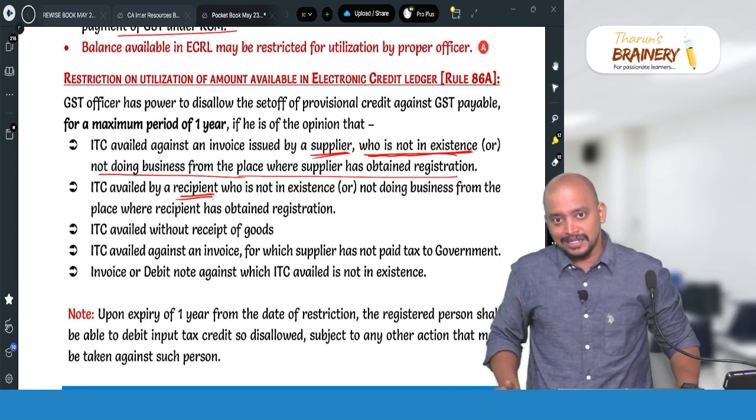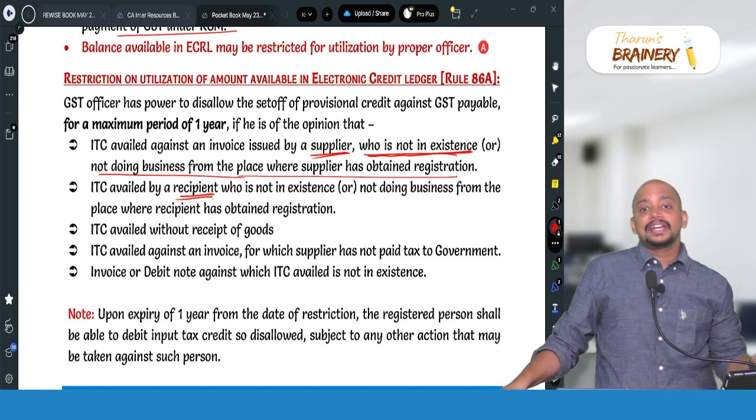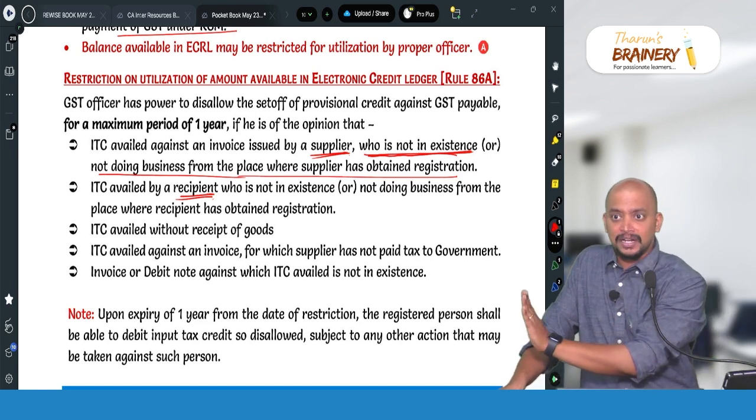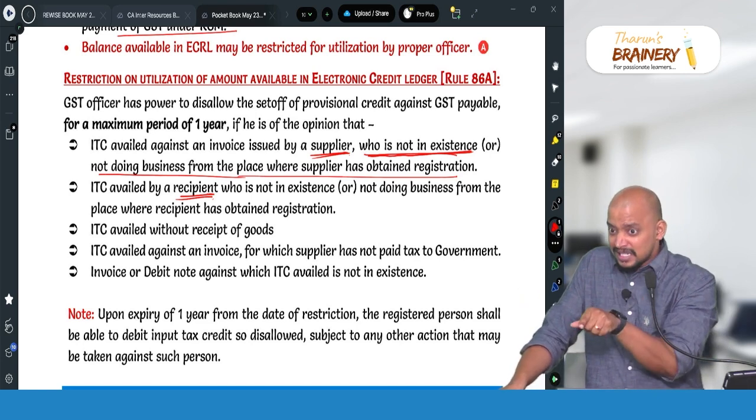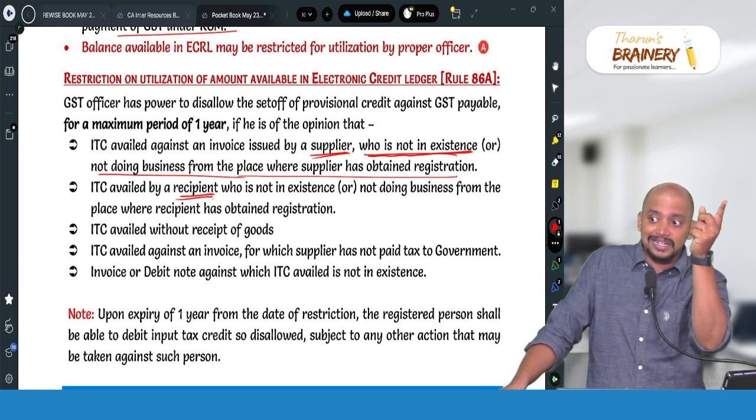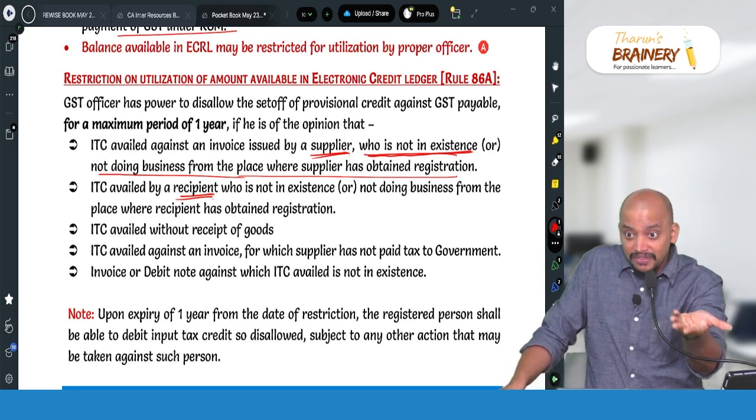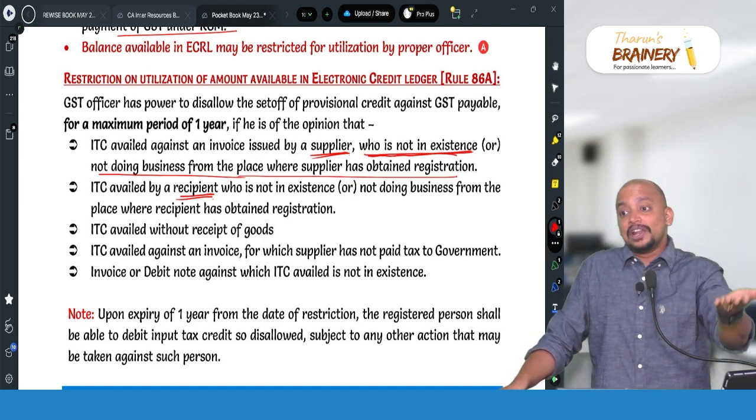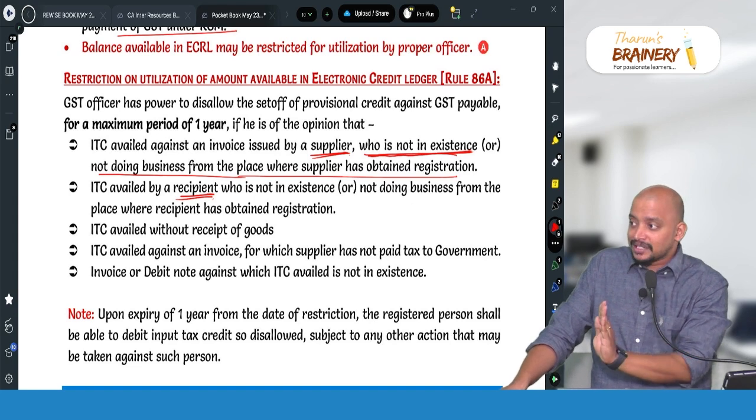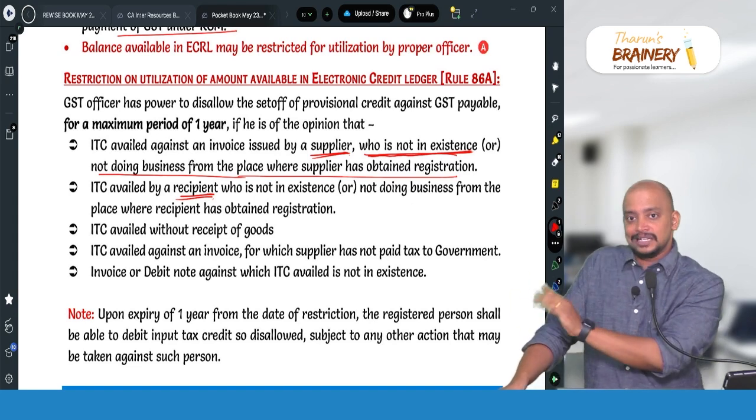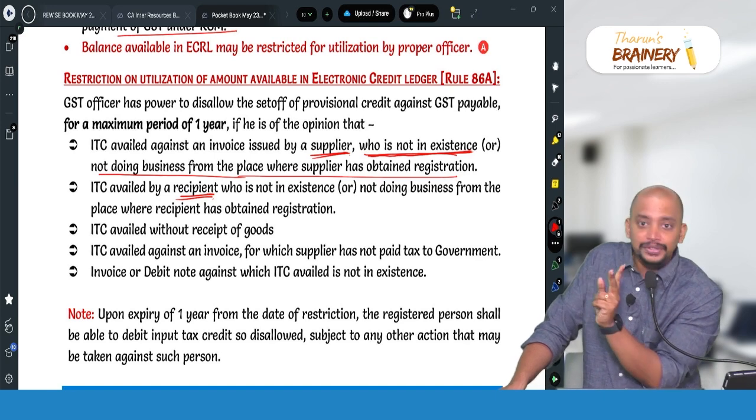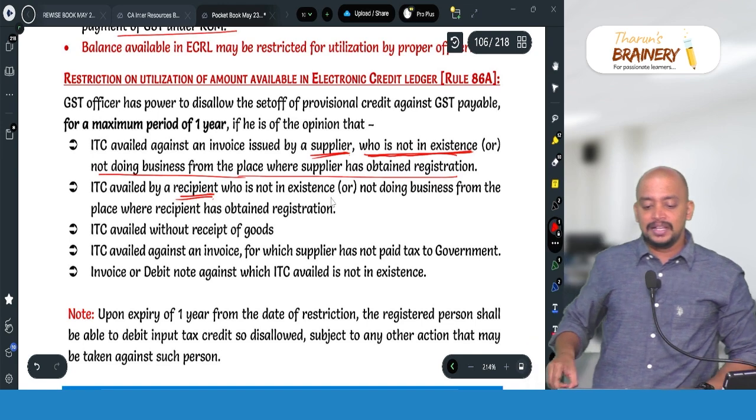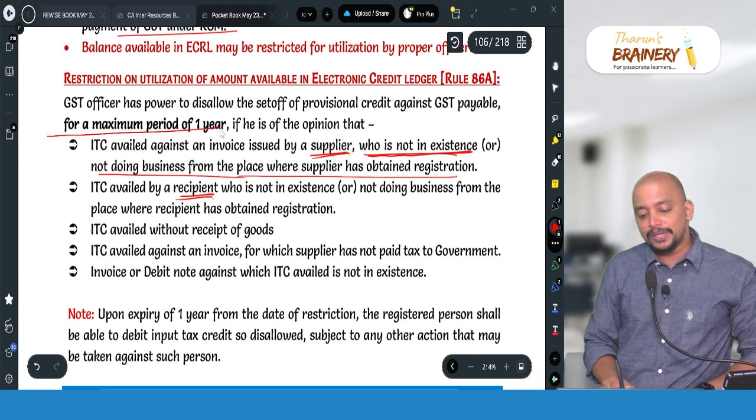In these 5 cases, whatever ITC that we have already availed in our GSTR 3B and comes in our credit ledger will be suspended. Then what is the difference between this and that section 38 which we discussed? Section 38 is, first of all, we cannot avail it, it is restricted in 2B itself. If you have already taken, then it can be restricted in the electronic credit ledger, that is this rule 86A. Understood the difference? Then for what period it will be suspended? It will be suspended for a maximum period of 1 year.